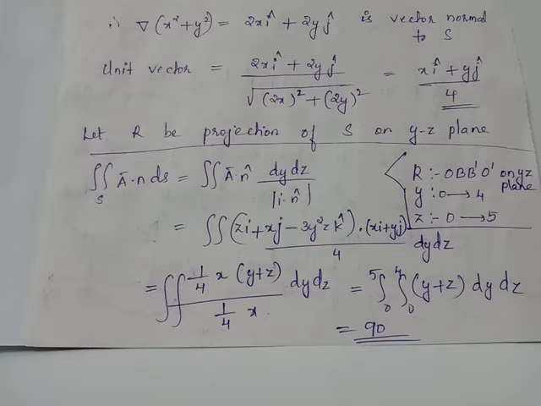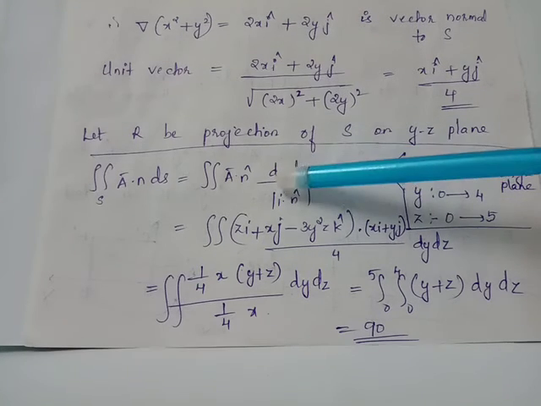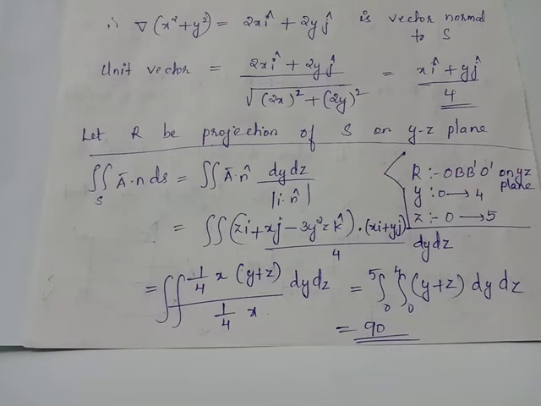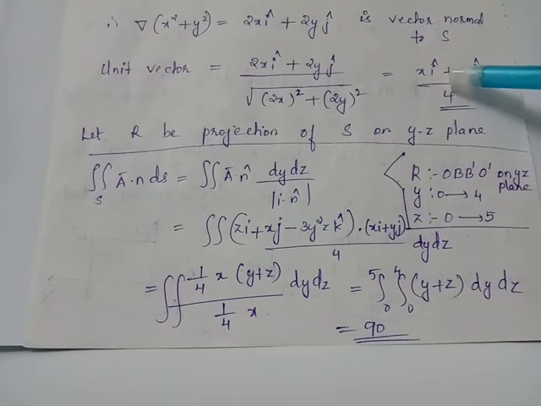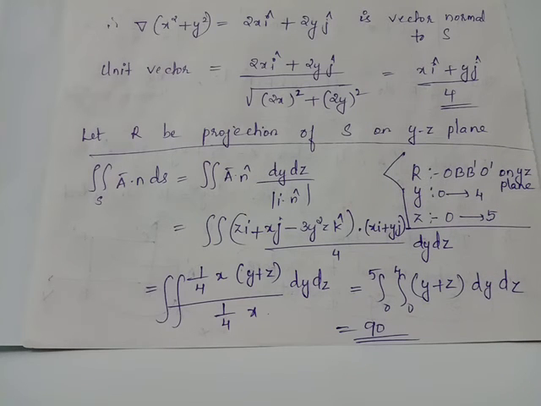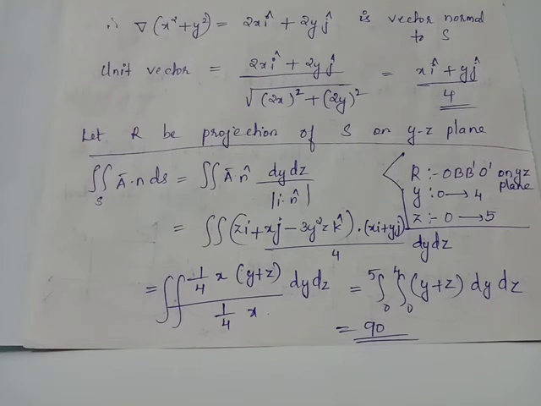Recall that when we project S on the YZ plane and obtain region R, we will have to replace the differential element dS using the expression dy dz upon |i dot n|. This is the expression for n cap. Therefore, A dot n cap will be the dot product between the vector field A bar and the unit vector n cap. We have i dot n as the dot product between i and n cap. When you evaluate it, you get 1 by 4 times x as the answer, because i dot i equals 1 and i dot j equals 0.